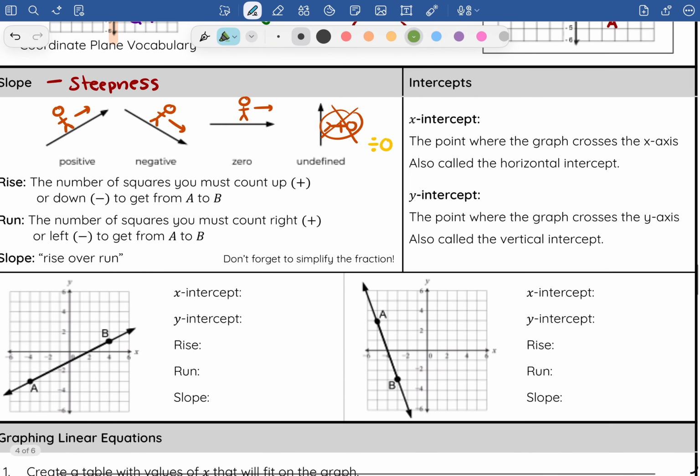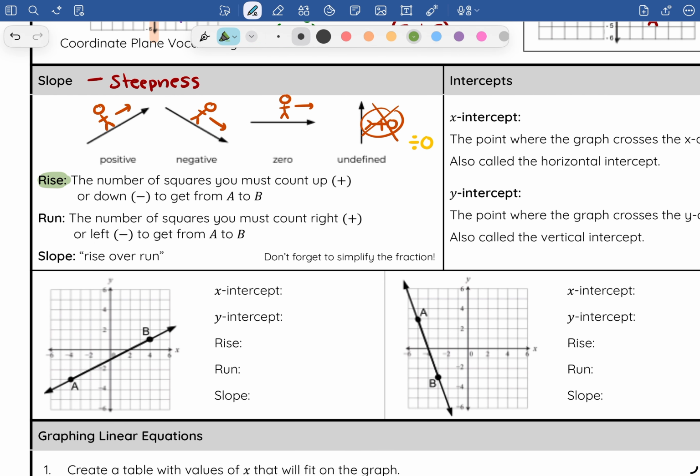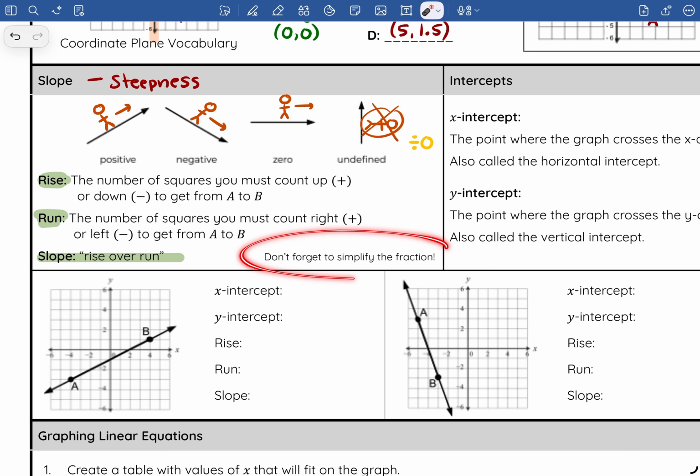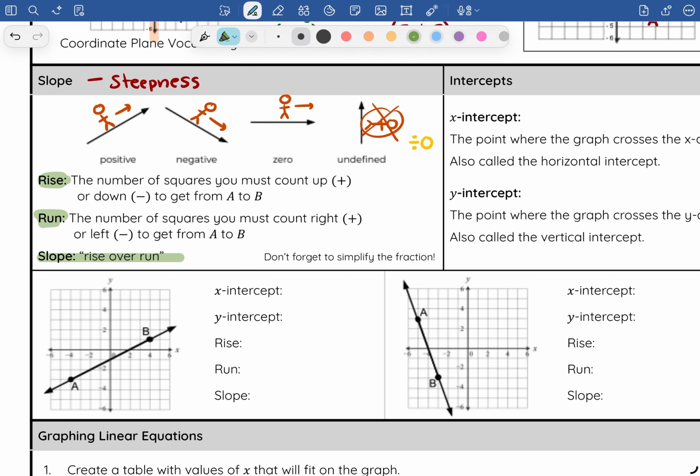So calculating the slope, what we're looking at is the rise over the run, where the rise is the number of boxes you have to go up or down. The run is the number of boxes you have to go side to side. And then don't forget to simplify the fraction. And then let's do that actually for both of these graphs down here.